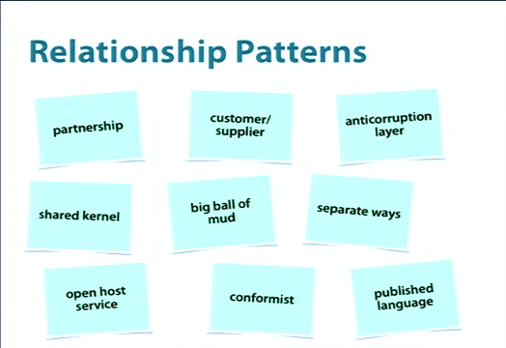Open host service, this is one that you're probably familiar with. This is pretty much any web services API would fall into the category of open host service, where you just put something out there. You say you're welcome to integrate with it if you'd like. Here's how it works. Conformist, this is kind of the opposite of anti-corruption layer. Conformist is where you say, I'm going to just model my bounded context the exact same way that they've modeled theirs. I'm just going to conform to it as directly as possible. Published language, this is where there might be an existing standard that you can go by, you can reference. For example, Atom syndication format or Atom publishing protocol could be an example of a published language that you can use.